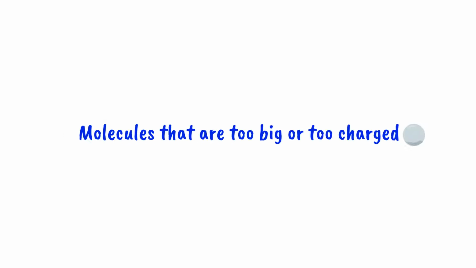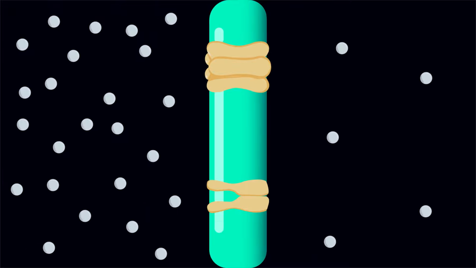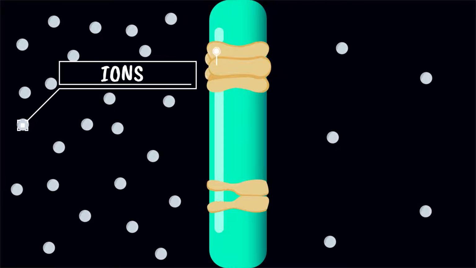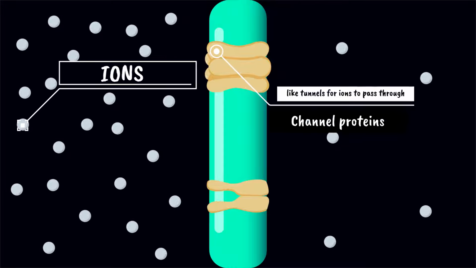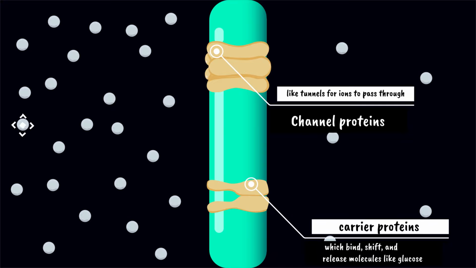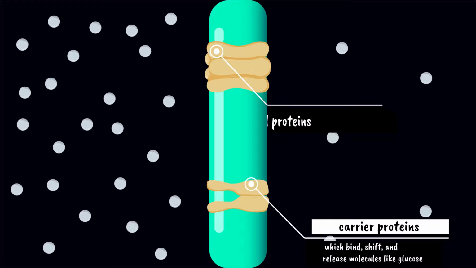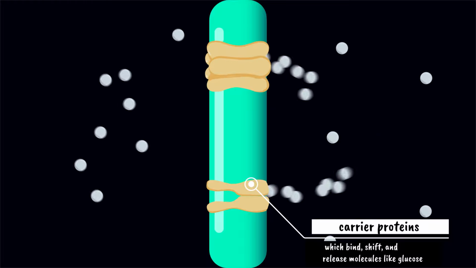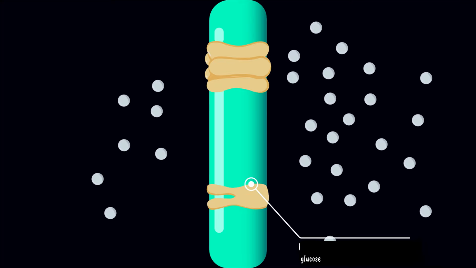All right, but what about molecules that are too big or too charged to pass through alone? That's where facilitated diffusion comes in. Here, your cells provide two types of help: channel proteins, like tunnels for ions to pass through, and carrier proteins, which bind, shift, and release molecules like glucose. It's still passive, still from high to low concentration, and still no energy needed.